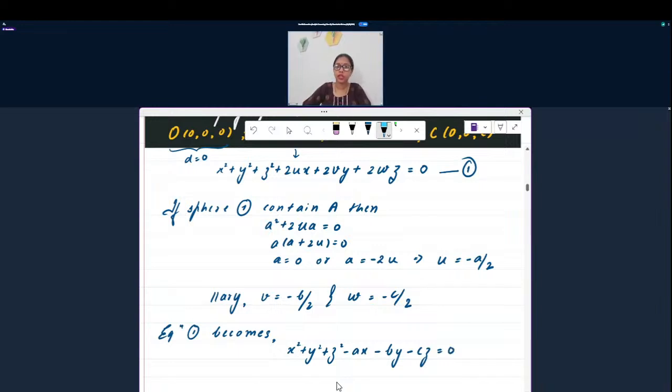All right, and that is your answer. So always remember that if you have a plane passing through O, A, B, C, where O is the origin, and A, B, C are on the x, y, z axes respectively, with small a, b, c as the intercepts, then this will be your equation of sphere.